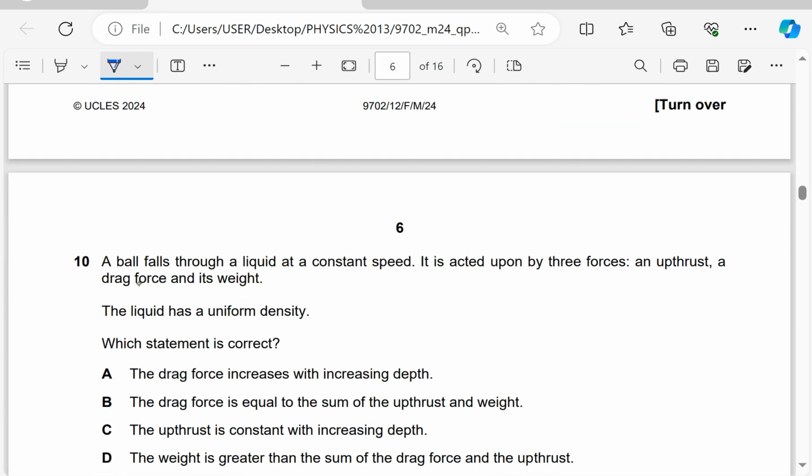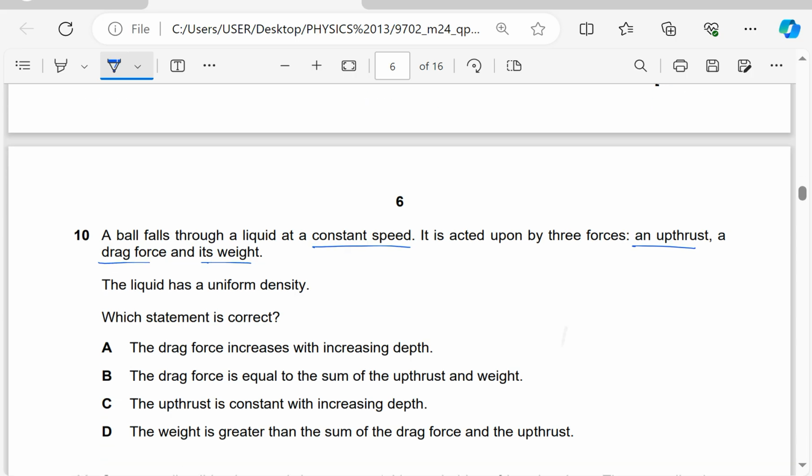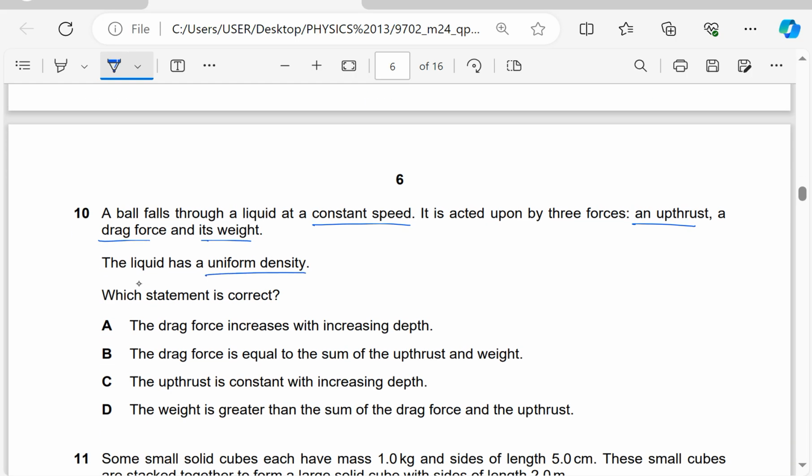A ball falls through a liquid at a constant speed. It is acted upon by 3 forces: an upthrust, drag force, and its weight. The liquid has uniform density. Which statement is correct? Let's say this is the liquid and the ball is in here and is surrounded by the liquid. If the ball is surrounded by the liquid, it means the difference in the pressure between the top and the bottom of the ball remains constant. And remember, the upthrust depends on that difference.